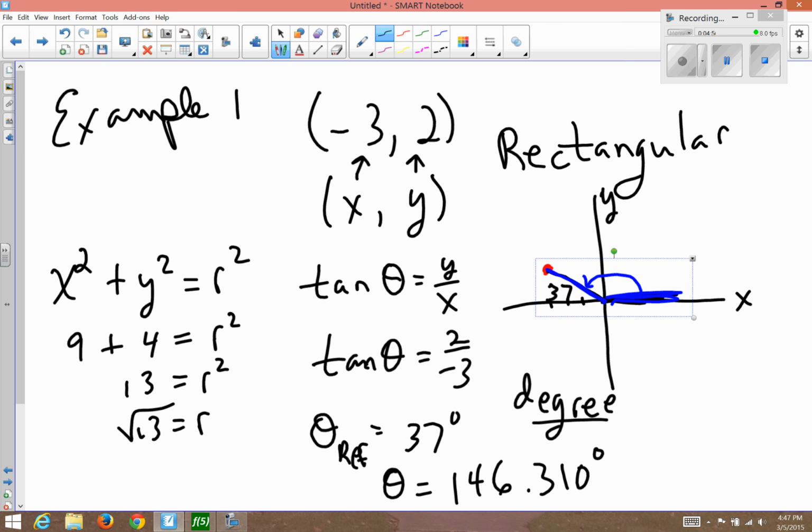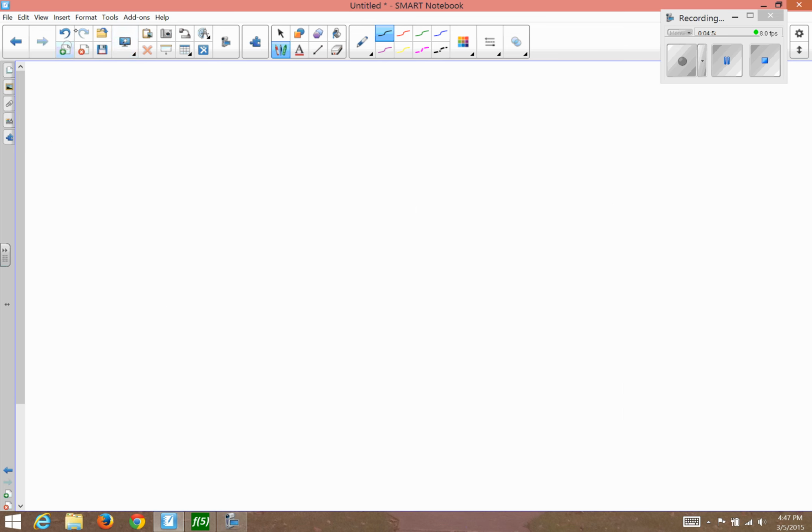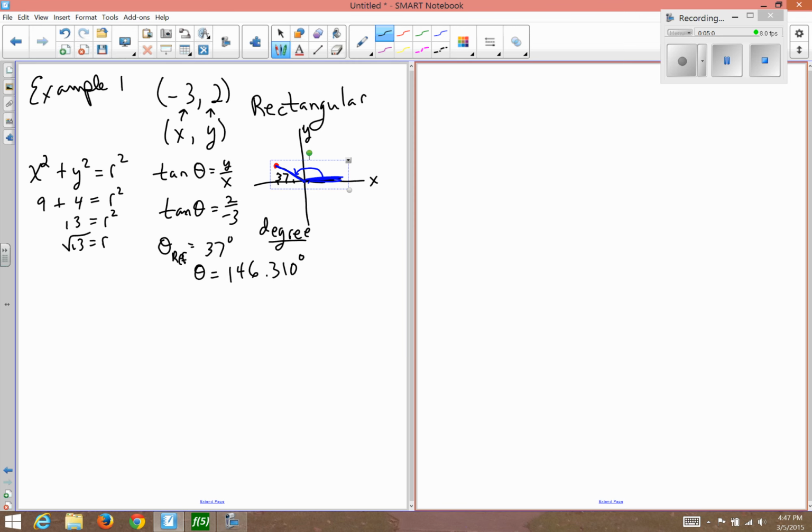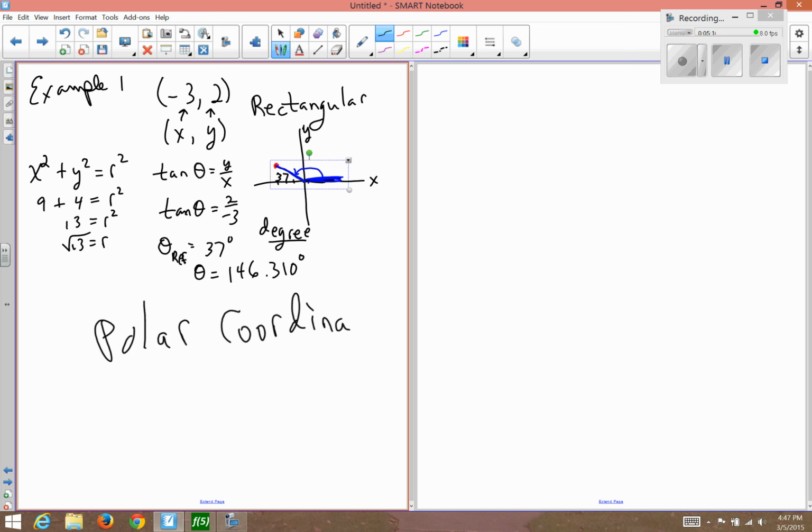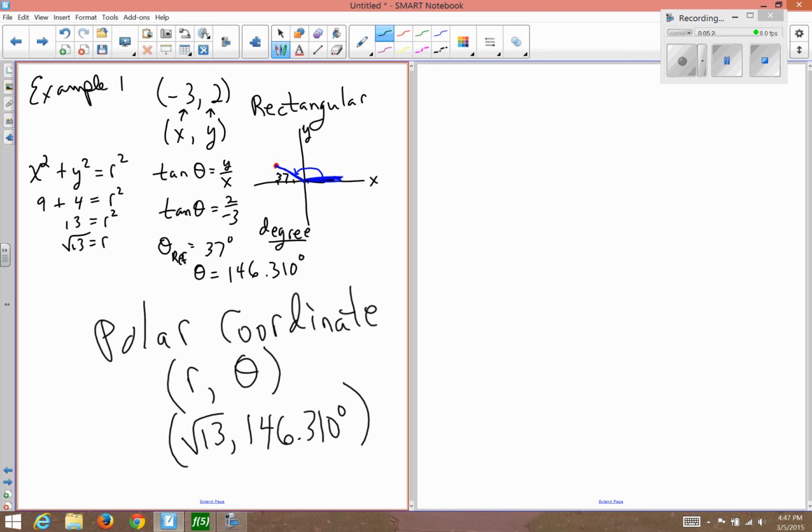So what are polar coordinates? X and Y are called rectangular coordinates. Polar coordinates are always given in the order r comma theta, where in this exercise r is the square root of 13 and theta is approximately 146.310 degrees. So there is the answer to example 1.